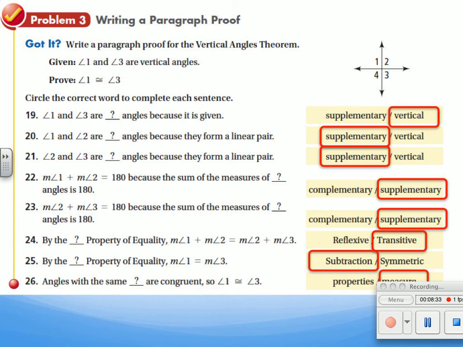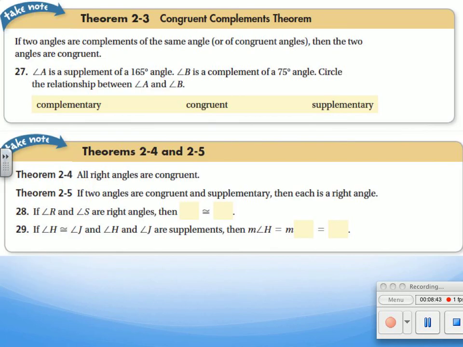Now you would have to write all that out in a nice paragraph form when writing a paragraph proof. That's why me as a math person, I like two-column proofs more so than paragraph proofs. Now let's look at a couple more theorems.